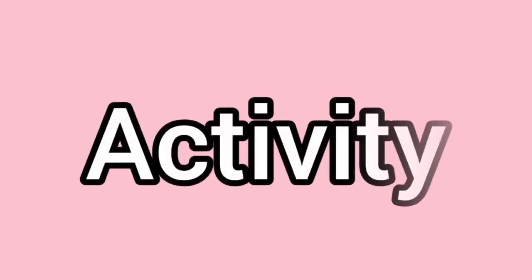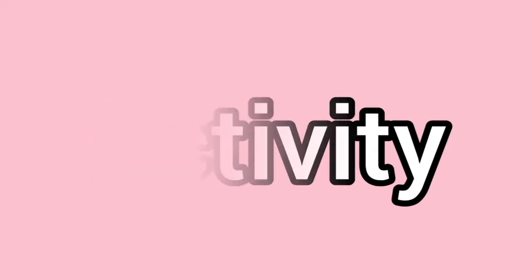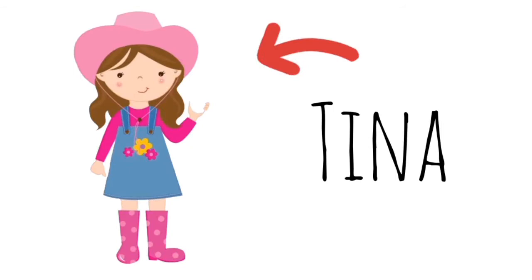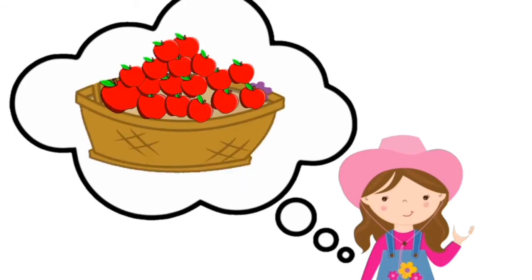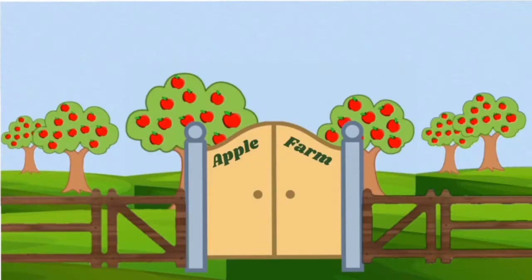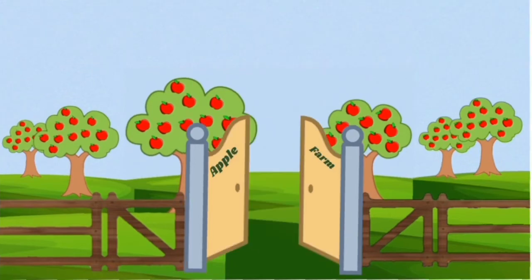Now let's do one activity related to number 17. Let's start. This is Tina. She wants to drink apple juice. For that, she needs 17 apples. So, let us help Tina by getting the apples from the apple farm.